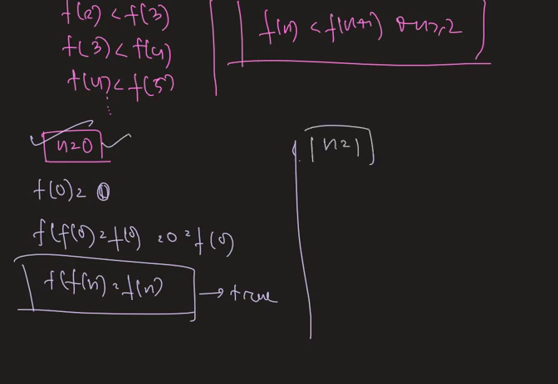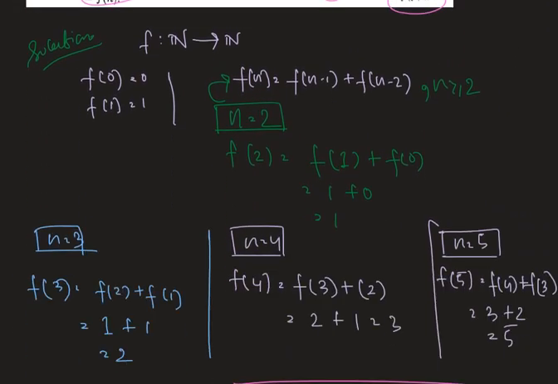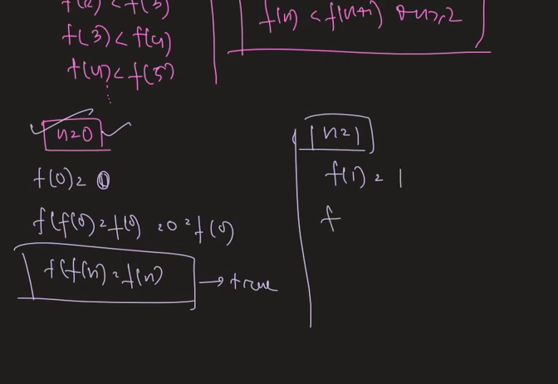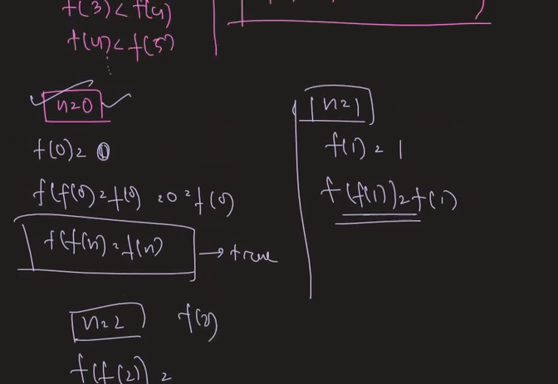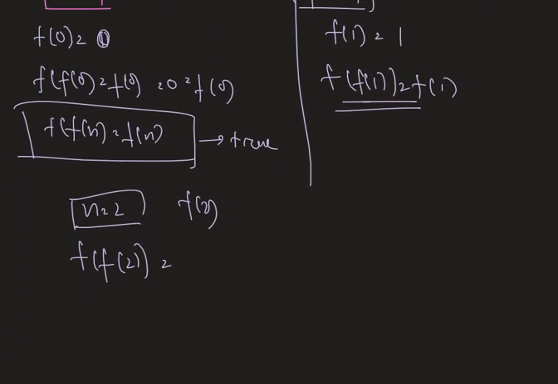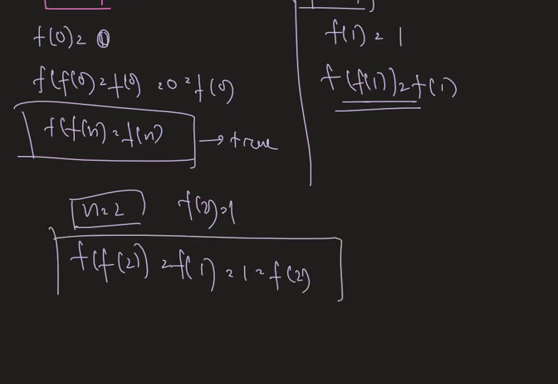Now let's check n = 1. f(1) results in 1, therefore f(f(1)) = f(1). Okay, so here also f(f(n)) = f(n) is true. For n = 2, f(f(2)) where f(2) is 1, therefore we get f(1), and f(1) is also 1, therefore we can say that f(f(2)) = f(2).